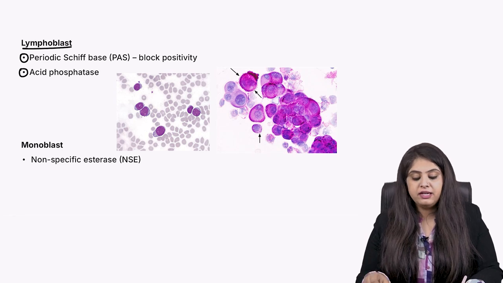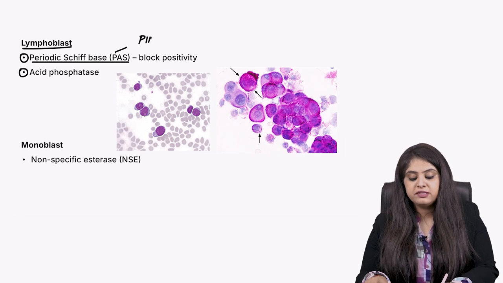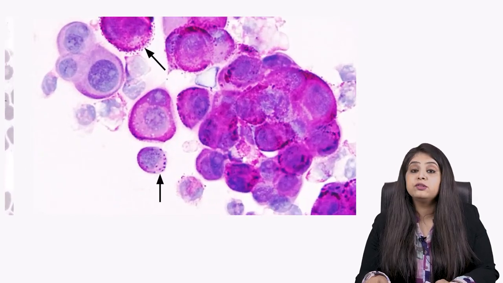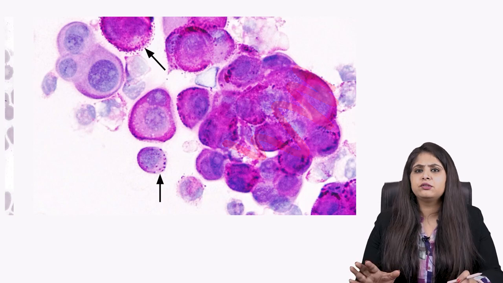The most important one is going to be the PAS stain, that is periodic acid Schiff, and we have always studied P for PAS and P for pink. I would want you to zoom into this slide, because zooming in will give you more clarity on what I'm trying to show you. Of course, ma'am, this is showing me a lot of pinkishness that is there in the cell. So this is PAS positive.